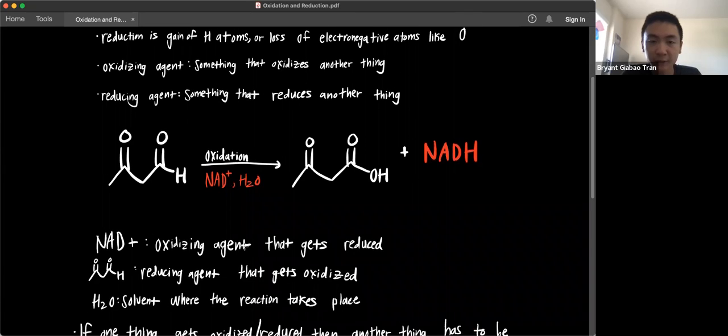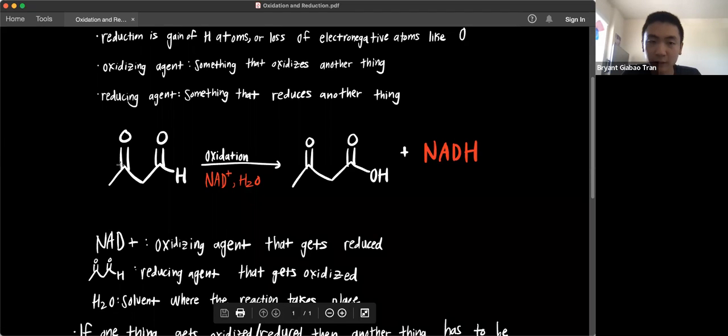be the oxidizing agent that oxidizes the aldehyde into the carboxylic acid and gets reduced. Whereas this reactant here with the ketone and aldehyde is the reducing agent that reduces the NAD plus, since we see that the NAD plus will gain a hydrogen bond here, and therefore it is the reducing agent. And the water in the reagent here is just the solvent where the reaction takes place.